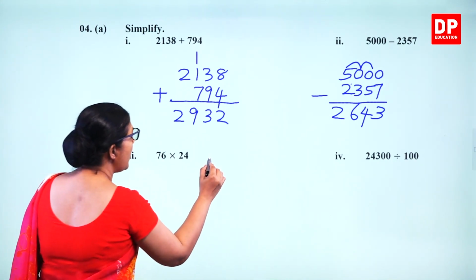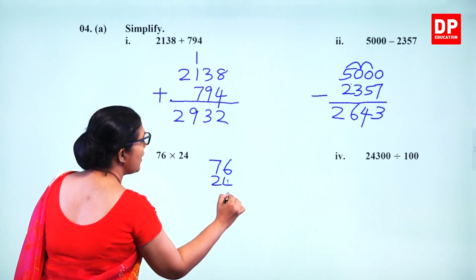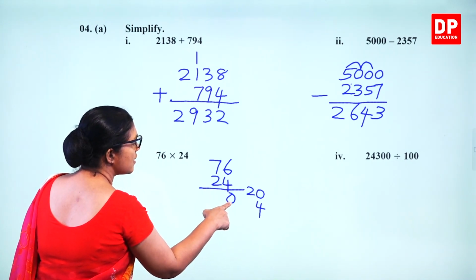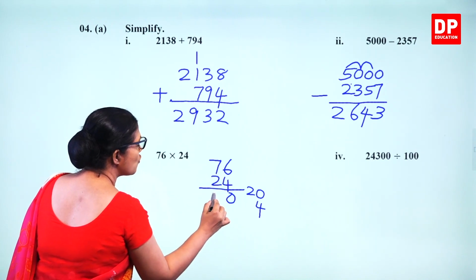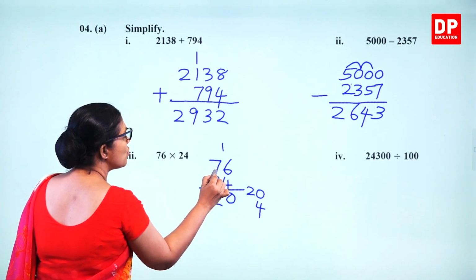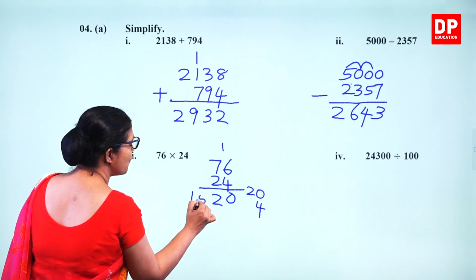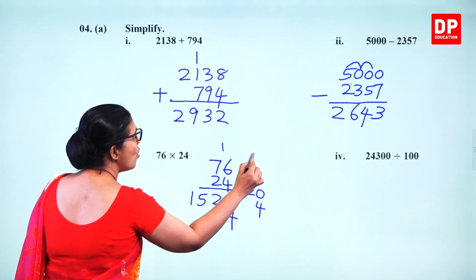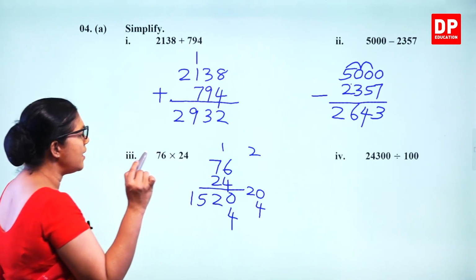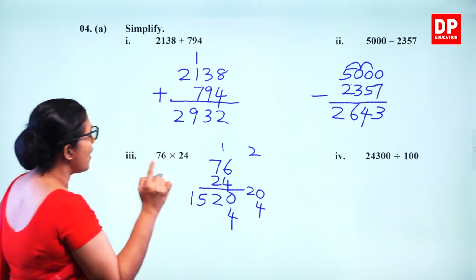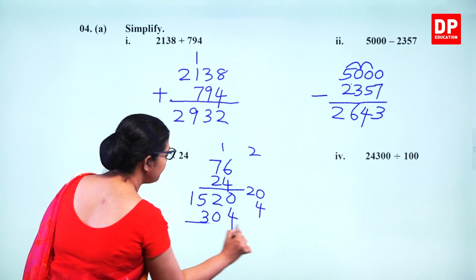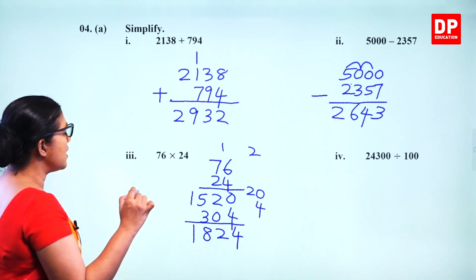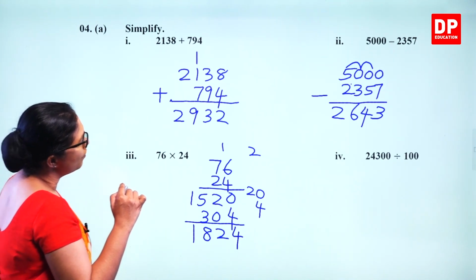Multiplication. How do you multiply? You can split 24 into 20 and 4. Multiply by 2 first. Put a 0. 2 times 6, 12, 1 remaining. 2 times 7, 14 plus 1, 15. Then multiply by 4. 4 times 6, 24, 2 remaining. 4 times 7, 28 plus 2, 30. Now add these two numbers. 1,824.